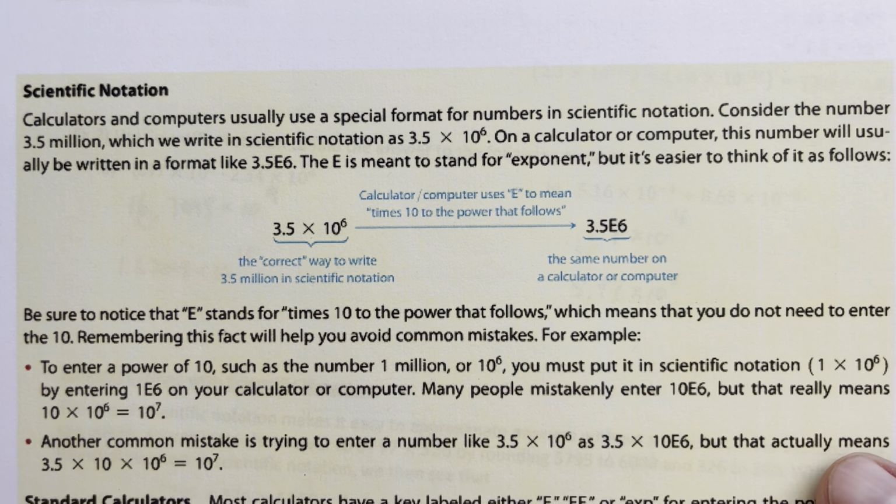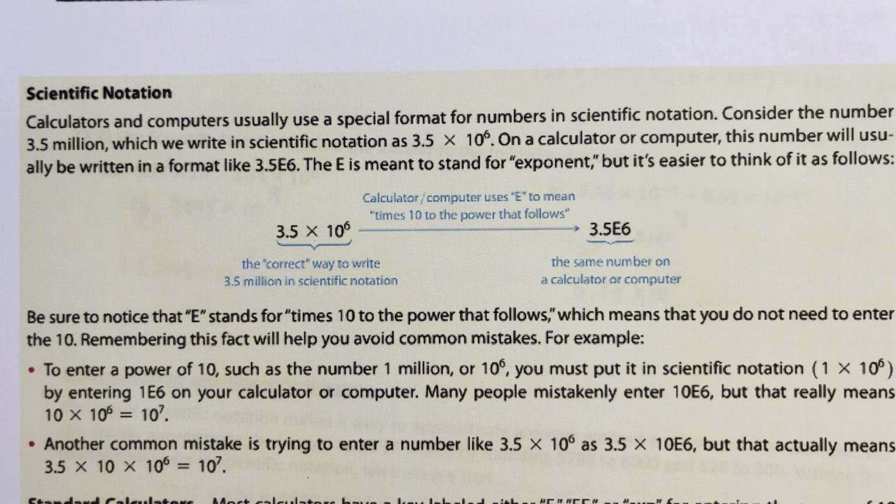If you have a scientific calculator, it's going to be a capital E. If you have a graphing calculator, it's two E's, capital E, capital E. Okay, so make sure you're using the correct one. So if I wanted to write 3.5 times 10 to the 6th, you could do 3.5 times 10 raised to the 6th power, or you could go 3.5 E to the 6th. It's the same value.